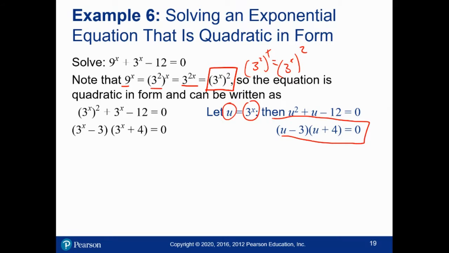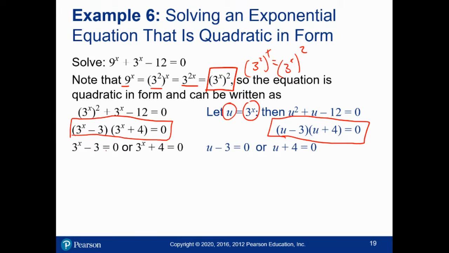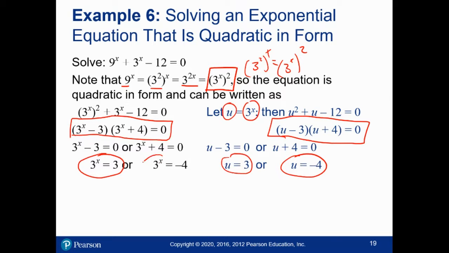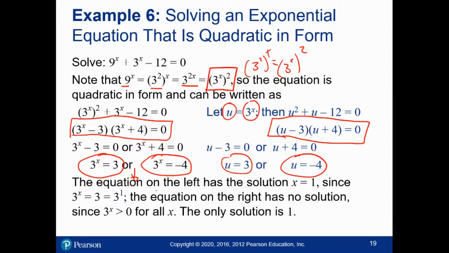U minus 3 times u plus 4 is 0. But remember, u was 3 to the x. Now I have a nice factor. So u could equal 3, or u could equal minus 4, meaning 3 to the x could equal 3, or 3 to the x could equal minus 4. And now these can be solved normally. So 3 to the x equals 3 is solved by x equals 1. 3 to the first is 3, but notice 3 to any power is never negative, so the other has no solutions. This has the solution x equals 1. So that's the only solution.